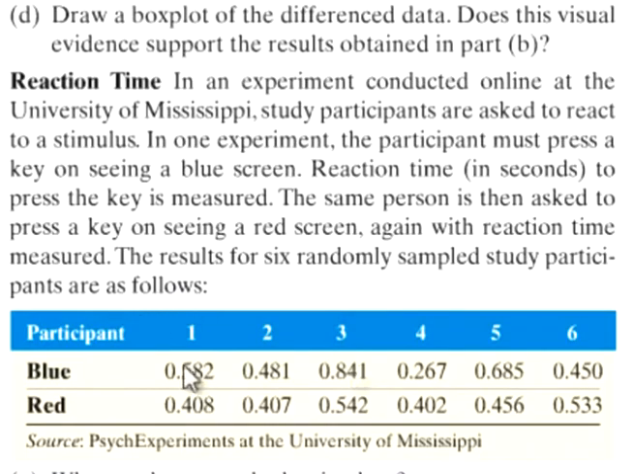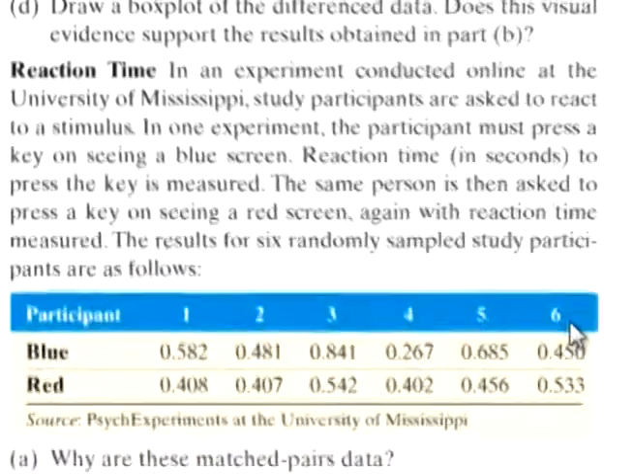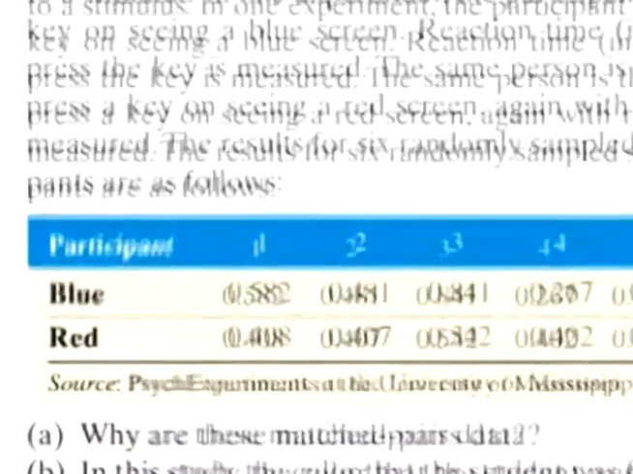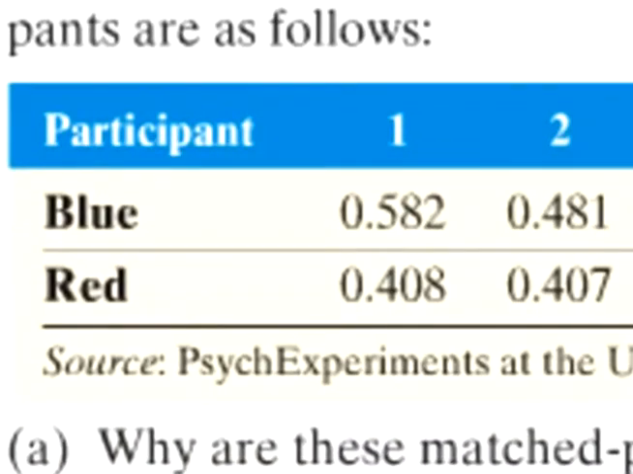So I get small sample. Okay, why are these data dependent? Because it's the same person. Good. You've got one person. This is that same person one's reaction time to the blue and to the red. You've got person two. Person two's reaction time to the blue and the red. You with me? Okay. So each of these pairs of data is dependent, because it's the same person taking both tests.